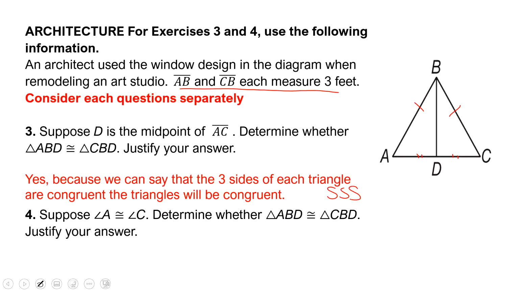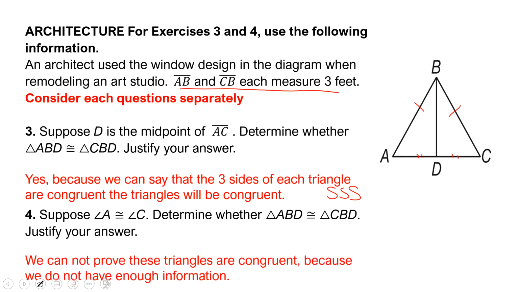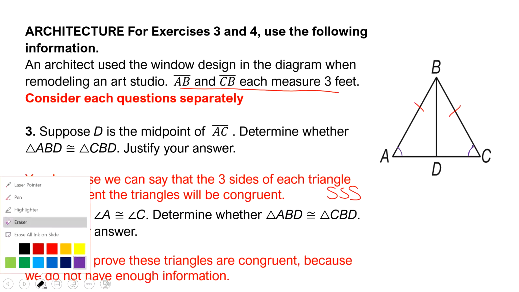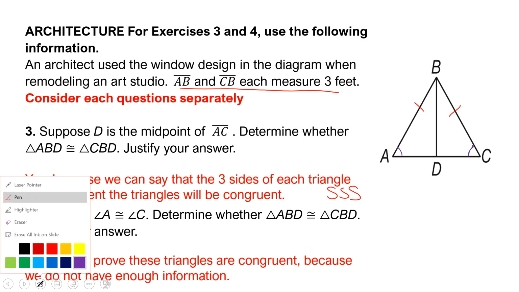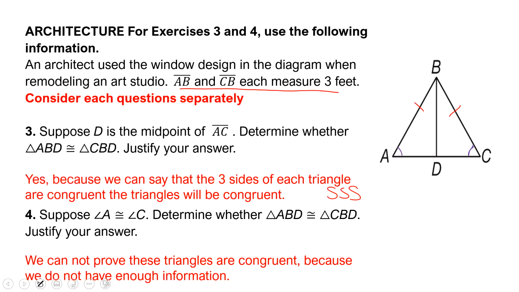Okay. Question 4, when we look at question 4, we can't prove the triangles are congruent right now because we don't have enough information based on what they're telling us. What they've told us is that angle A and angle C, and remember, we're looking at these as completely different questions. We're not worried about what we figured out in question 3. We know angle A and angle C are congruent, and sides AB and BC are congruent. That's what we know. So we can't prove anything's congruent right now. We would need one more piece of information to figure out if we can prove they're congruent.